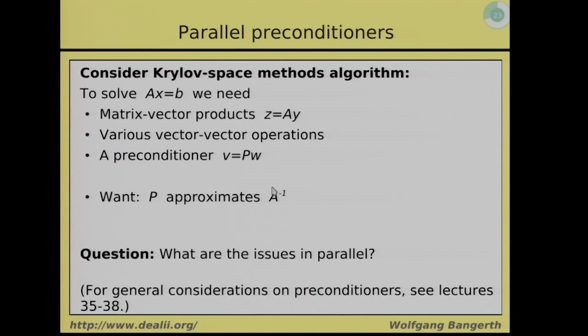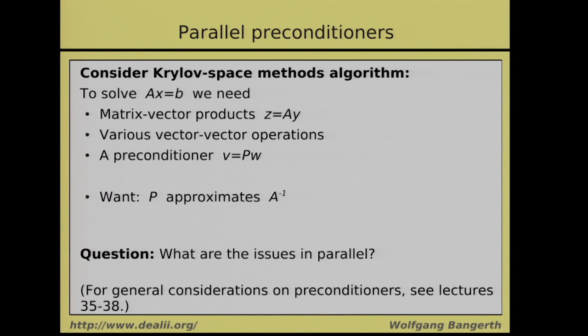Then, of course, if you want this to converge reasonably quickly, you need a preconditioner. Okay, a preconditioner is a matrix P, or let's say an operator P. I don't have to know the elements of it, but it is an operator that I can apply to a vector W, and I get a vector V out of it. What we want is that P approximates A to the -1. Okay, so if I have an exact A to the -1, you remember that we converge in exactly one step. So we discussed this in great length in lectures 35 to 38.